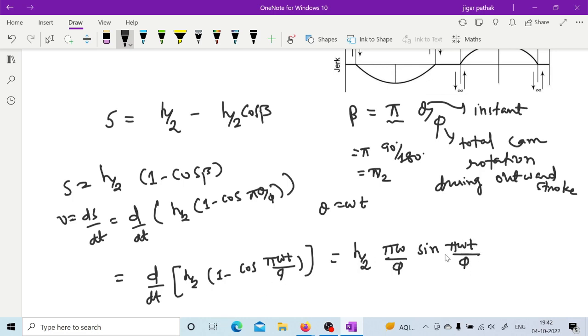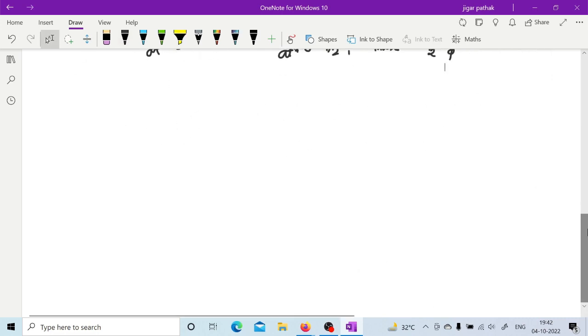So now from this you can check at theta equal to pi by 2, what is going to happen? V will be maximum. So at theta equal to phi by 2, here omega t is theta. If you put theta equal to phi by 2, you will have sine of pi by 2, and that is 1. So that is why this v max will be h by 2 into pi omega by phi, right? So this is how you have the maximum velocity in case of this simple harmonic motion.